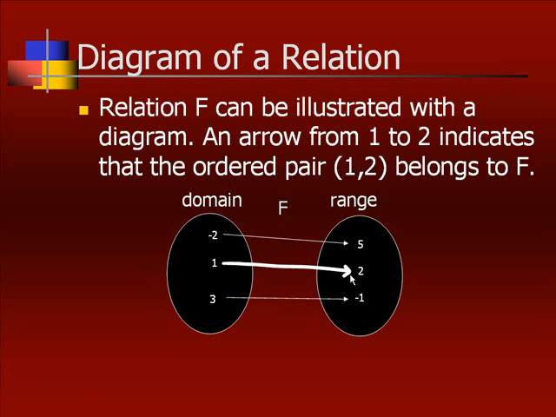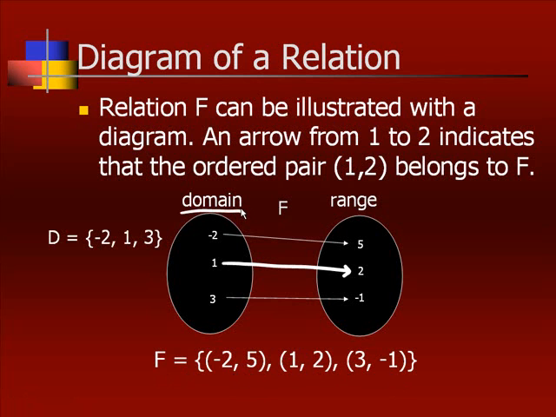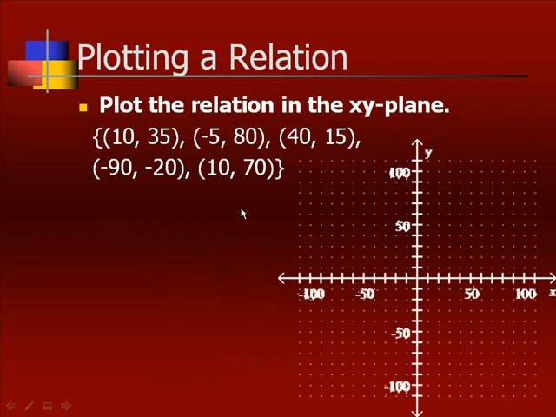So this relation can be listed as f is equal to the ordered pairs (-2, 5), (1, 2), and (3, -1). Now remember, the domain is the set of first elements, or the x values, which would be -2, 1, and 3. The range are the y values: 5, 2, and -1.